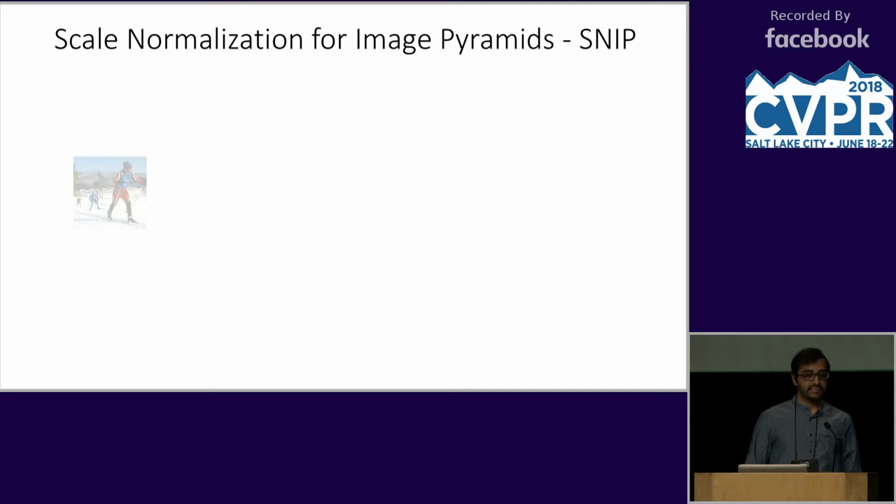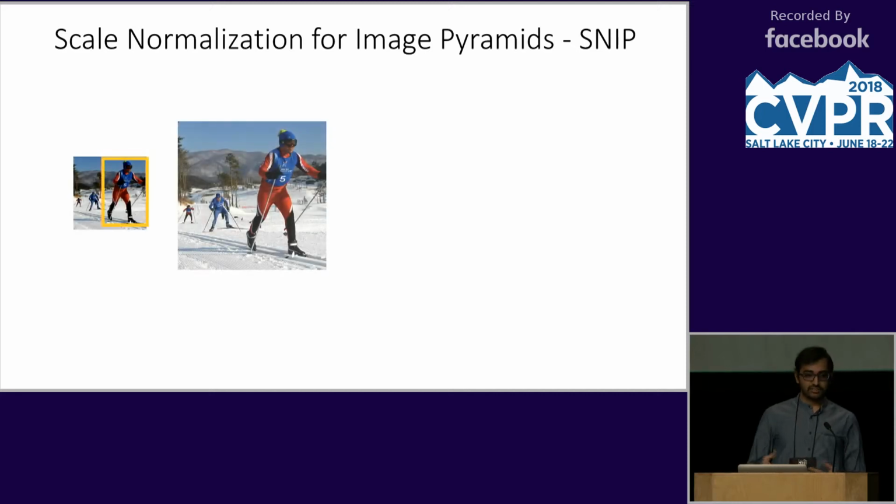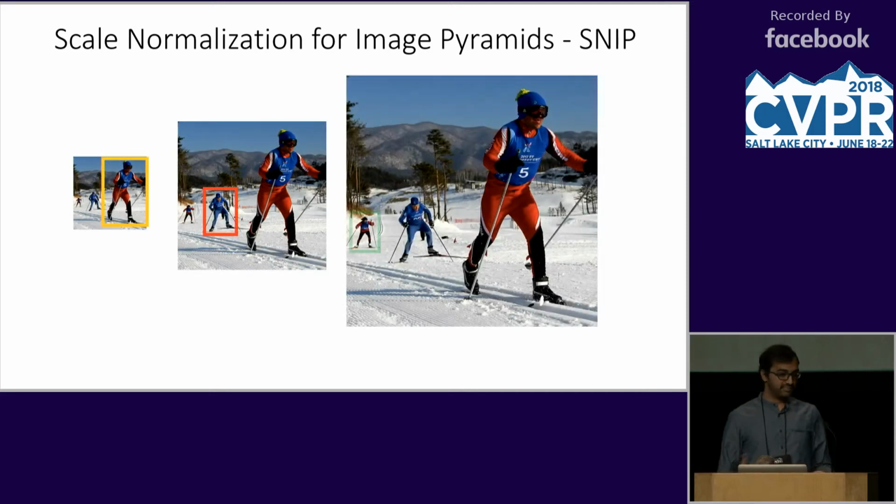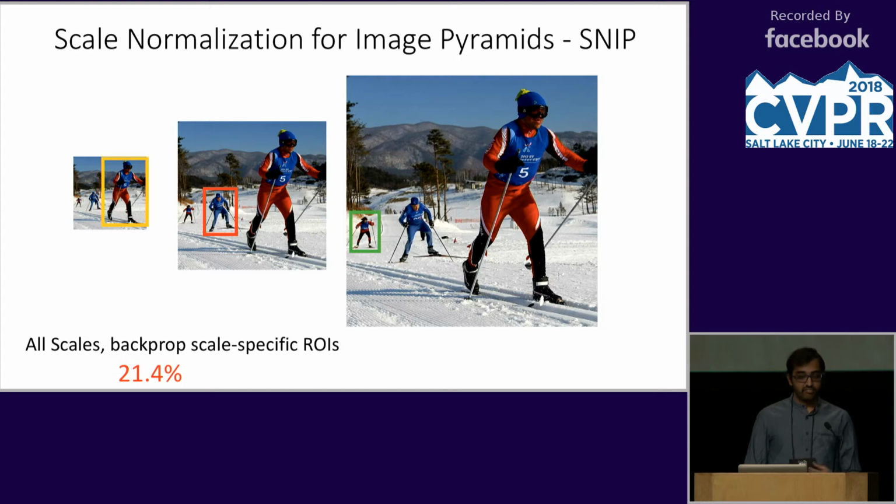It seems that we need a method which can reduce the variation in scale without reducing the total number of training samples. So for this, we propose scale normalization for image pyramids, which is also called SNIP. And SNIP is just like multi-scale training. What it does is that it does not backpropagate gradients for ROIs which do not fall in a desired scale range. Now, SNIP obtains a significant improvement in performance over all the previous baselines we had just discussed.